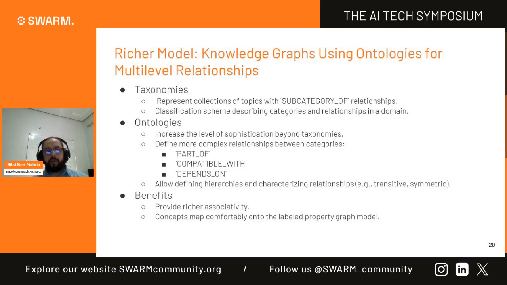Ontology could also be considered like a taxonomy, but in addition to that, it can define more complex relationships between categories. Now we can define relationships like, for example, part of, depends on, based on, using formal semantics. And this has a big benefit, like providing richer associativity between the nodes.